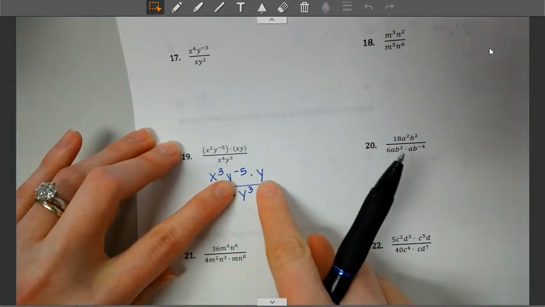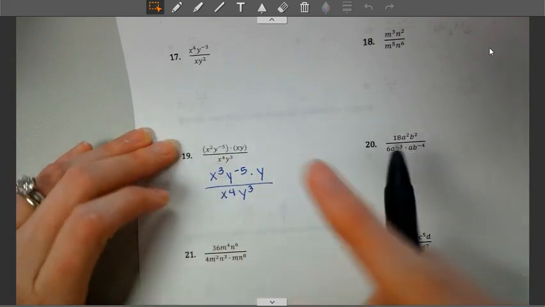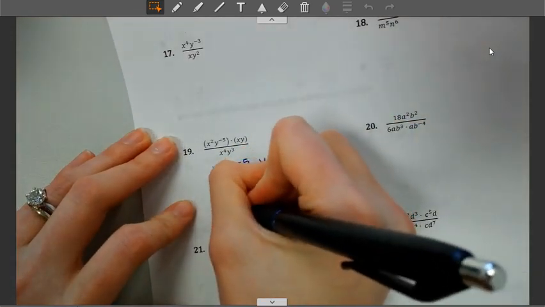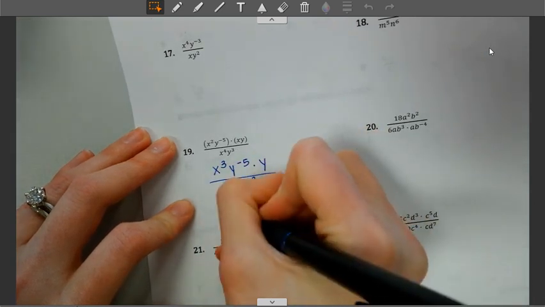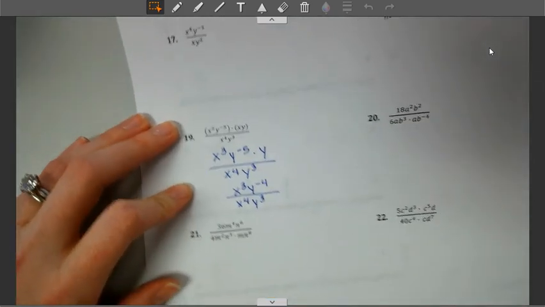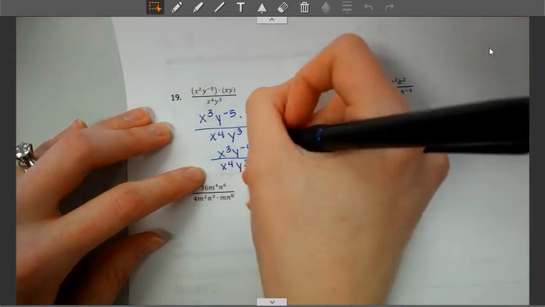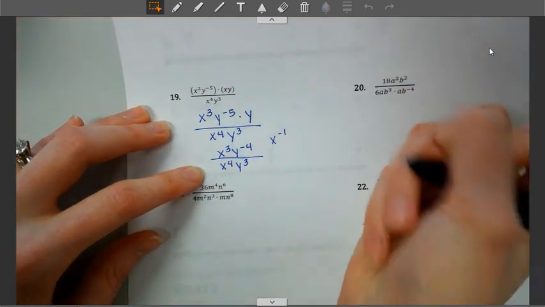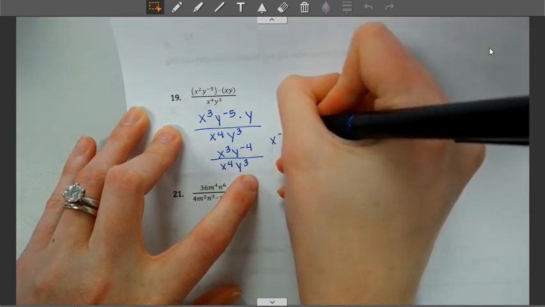Well, again, we have the same base, so we're going to add our exponents because we're multiplying. Negative 5 plus 1 becomes negative 4. So I have x to the power of 3, y to the negative 4, divided by x to the 4th, y to the 3rd. Again, we're going to go ahead and subtract them first. So 3 minus 4, I get negative 1, so this is x to the negative 1. Negative 4 minus 3 would be y to the negative 7th.